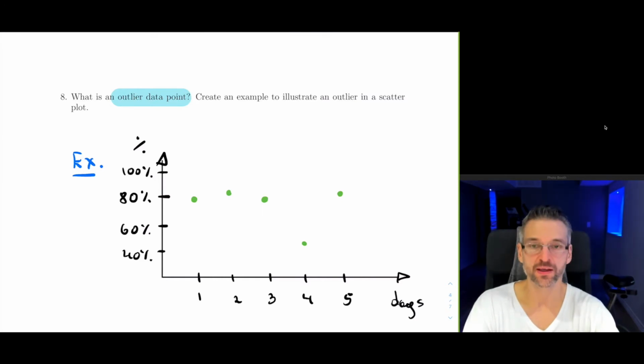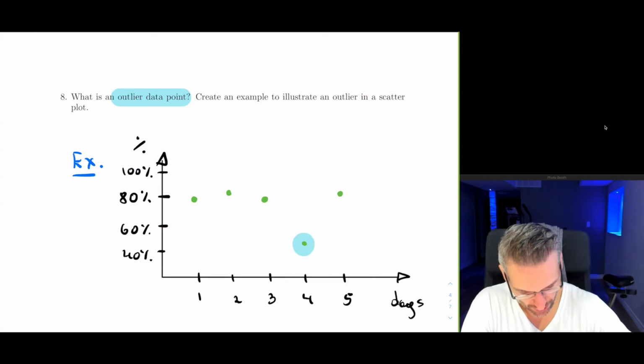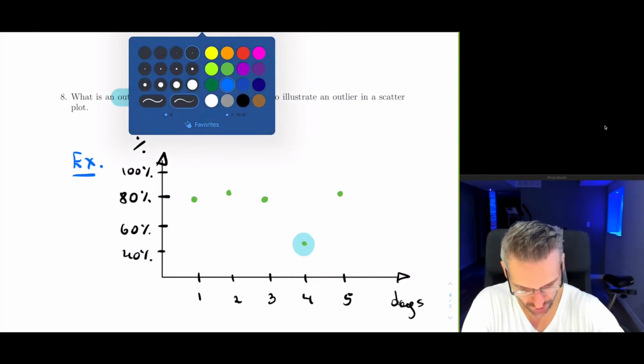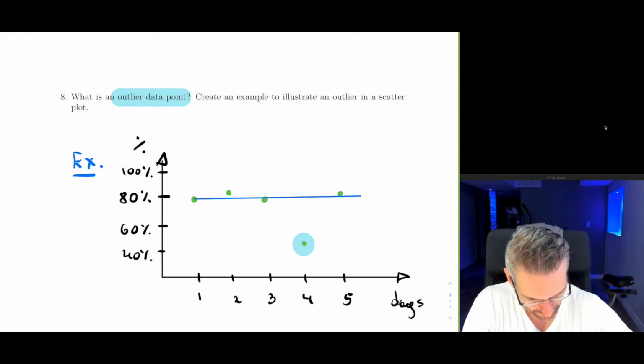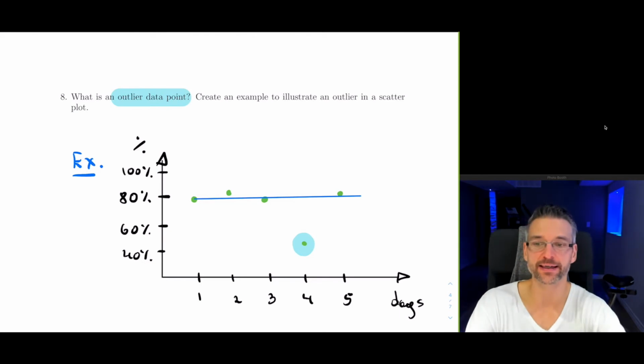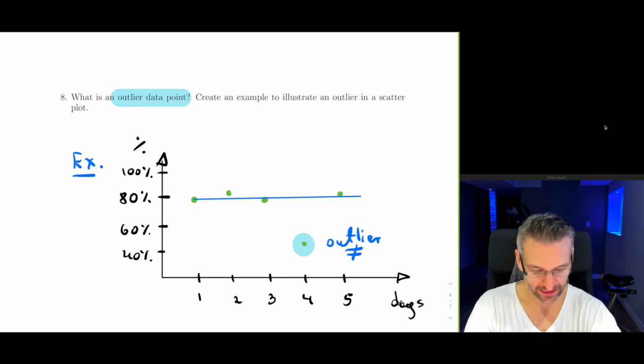So this would be considered an outlier, because notice that if you draw a trend within here, the trend was kind of a flat line around 80%. And then maybe they were sick or something happened, and so they had an outlier point in their data that they practiced.